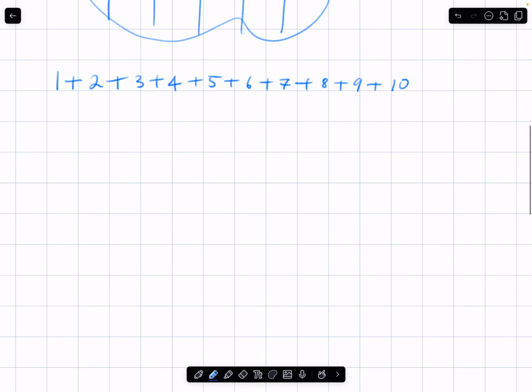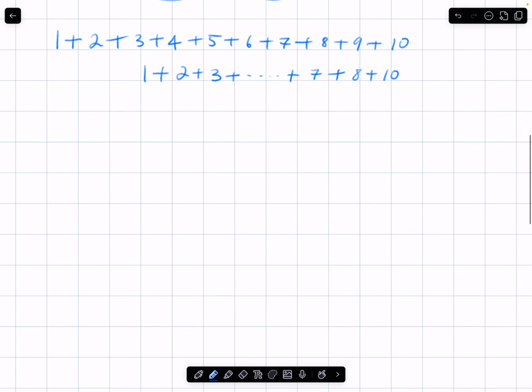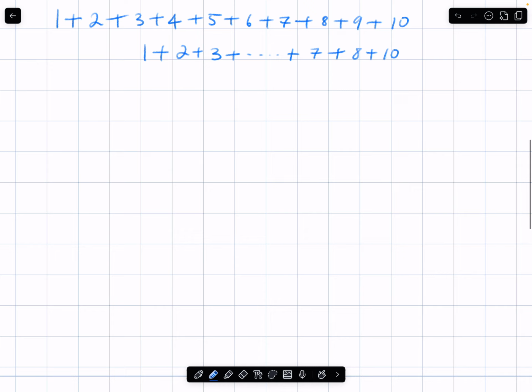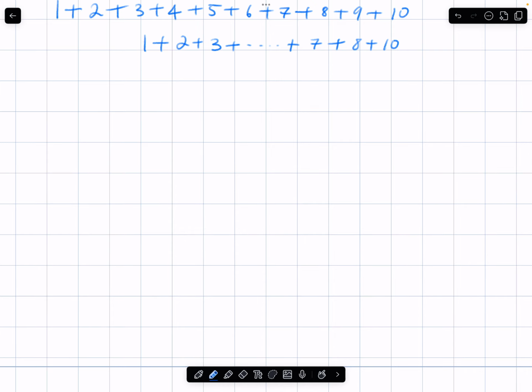Instead of doing that, maybe you can save some time and write it like so. You can become smarter and say, okay, I can just avoid the numbers in the middle and write 7 plus 8 to 10. You can see that it's still cumbersome, so you'll be wasting time still. So what if you come up with a better idea of writing it?